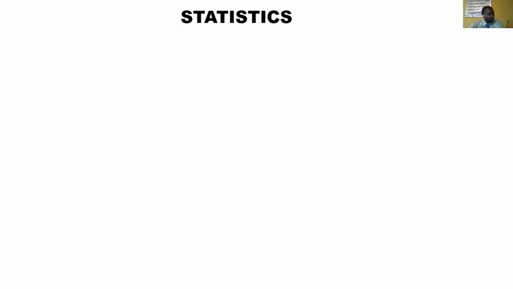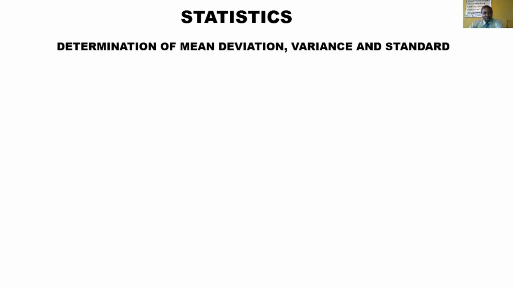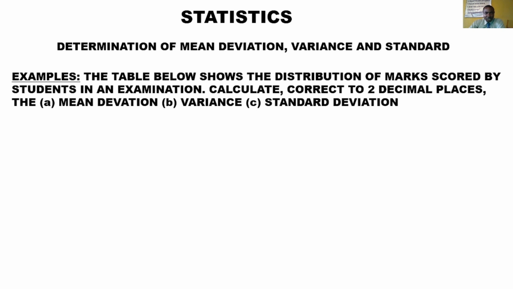We are going to continue our studies on this topic of statistics, and this is the third portion of it. And in this class, we'll be considering how to determine mean deviation, variance, and standard deviation. Now we are going to go through these aspects with the use of an example, and I believe the example will be able to drive the points across.